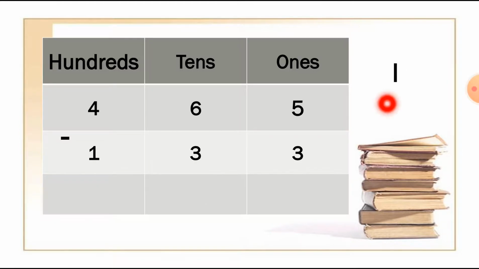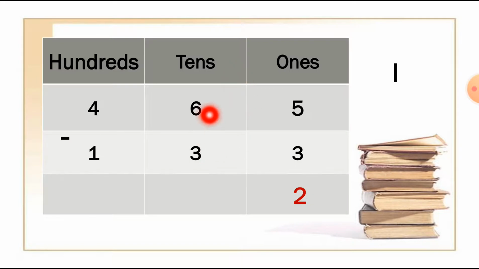Then sum number L, which is 465 minus 133. I repeat this, 465 minus 133. So let's start solving this sum with the ones column. 5 minus 3. We have to cut 3 from the 5. We get the answer 2.